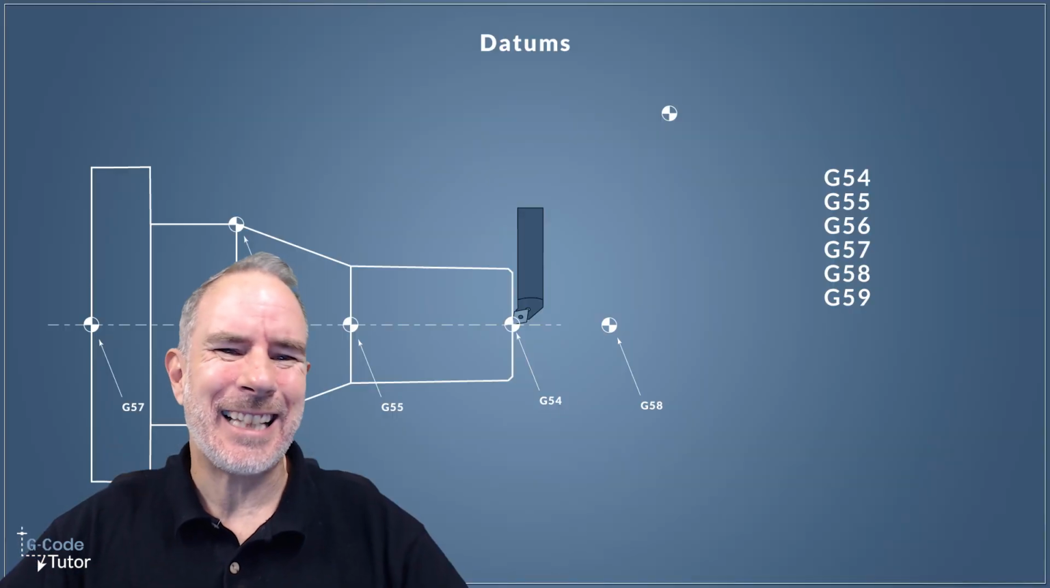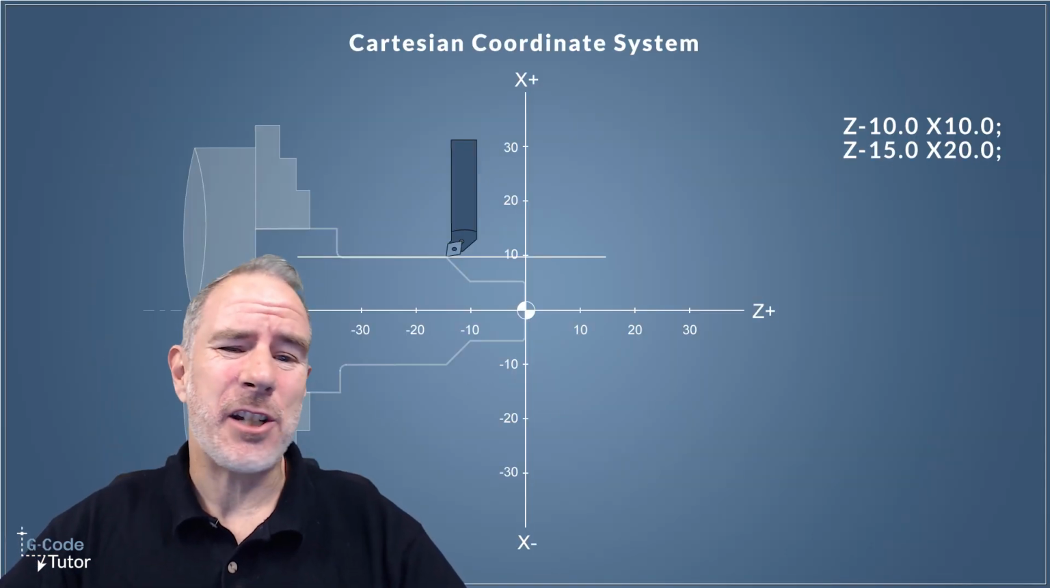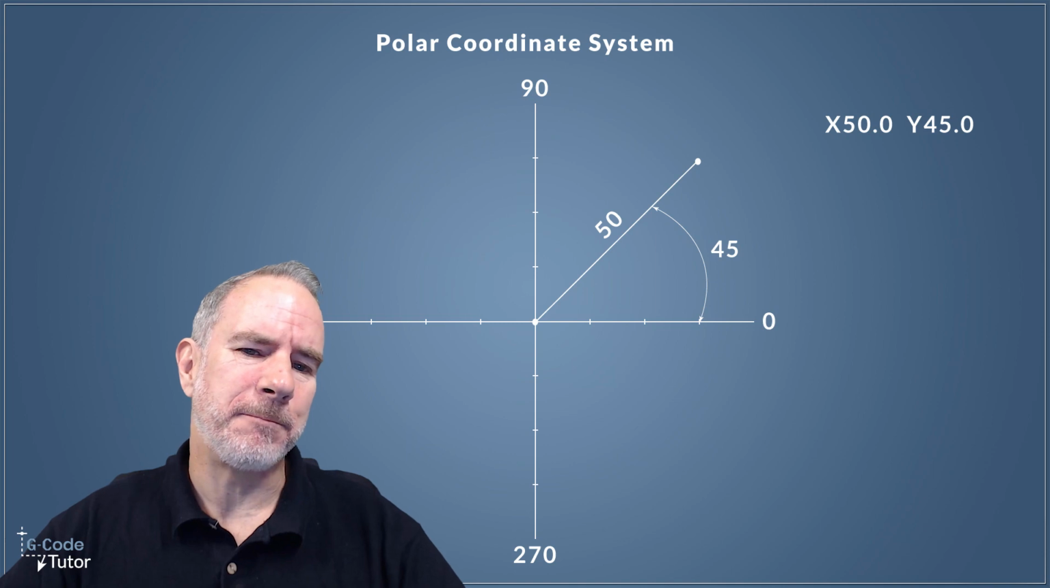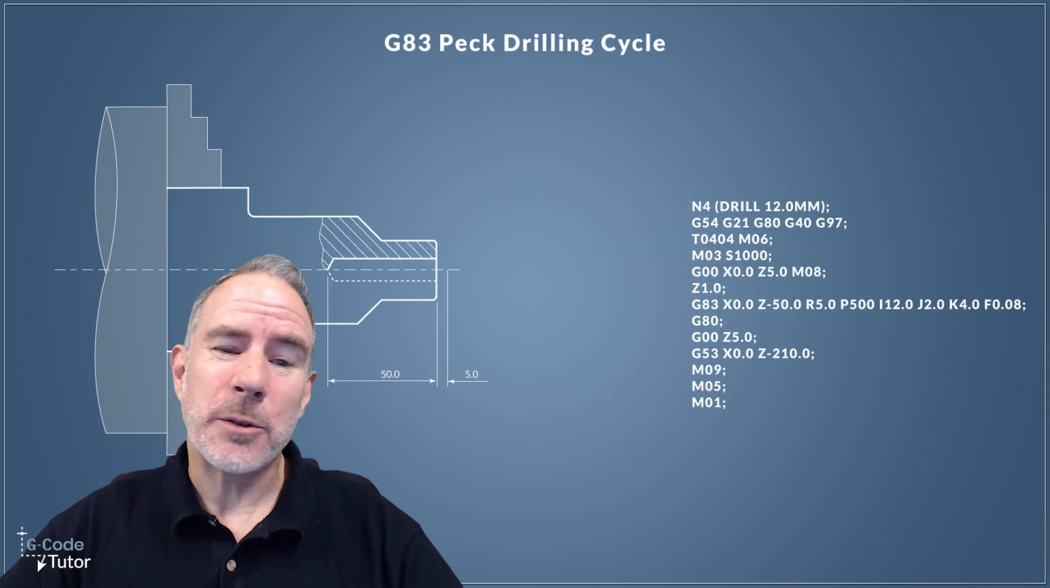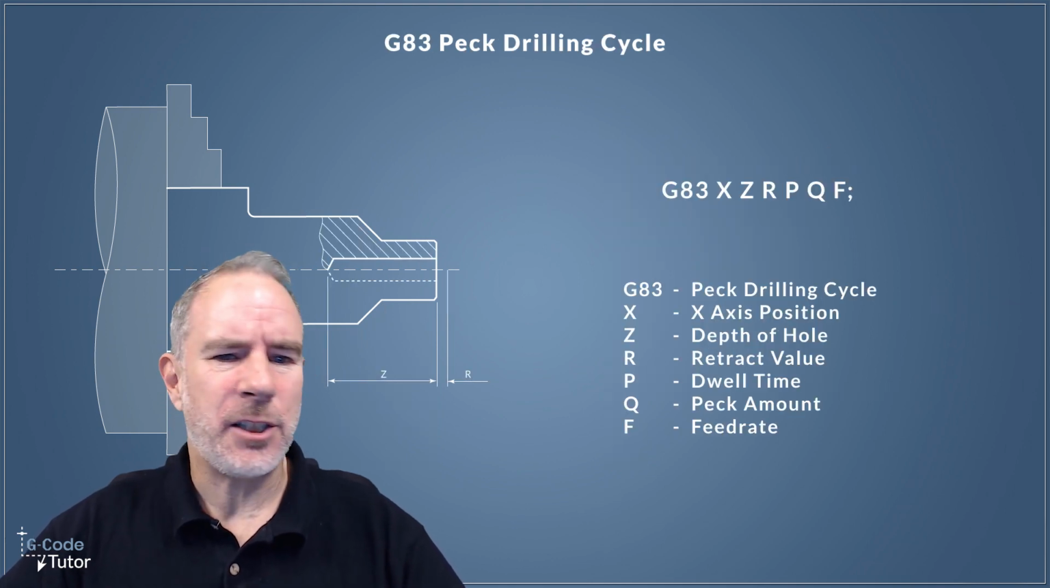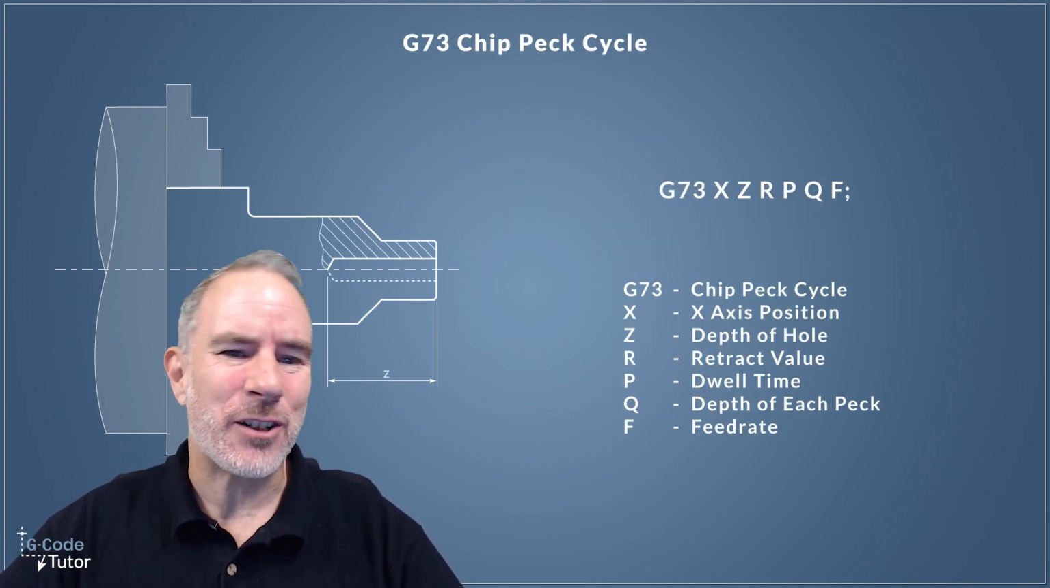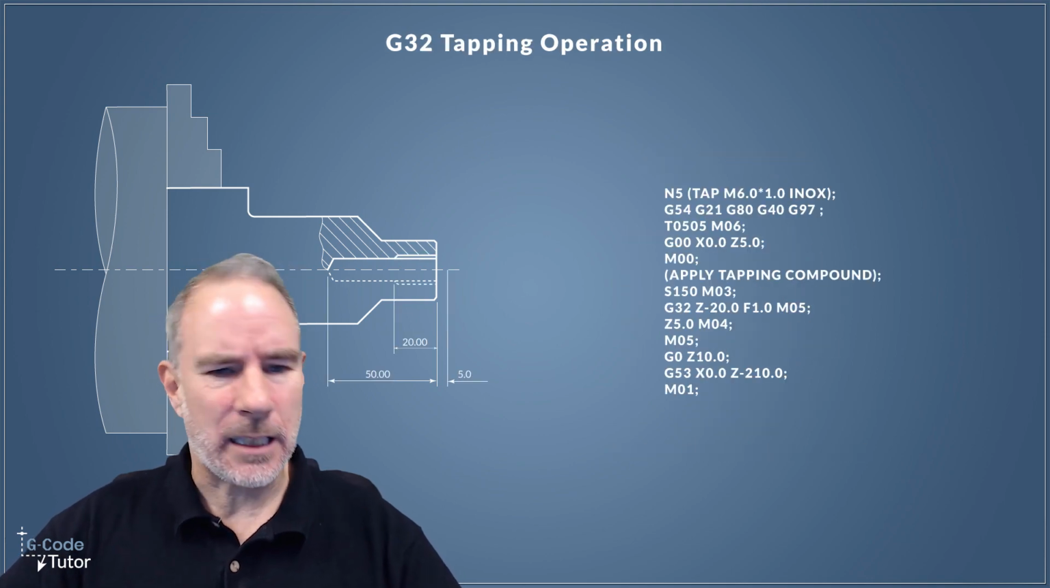We're going to look at setting the datums, we're going to look at the Cartesian coordinate system and the polar coordinate system, how to lay out the program so other operators can easily follow. We're going to look at all the different types of drilling cycles, the G81, G82, G73, G83, etc. And we're going to look at all the centerline work.